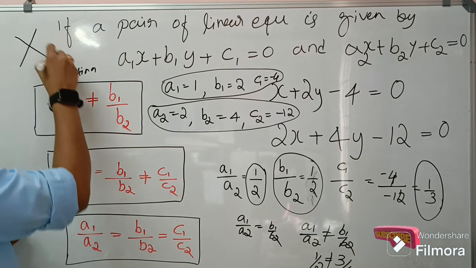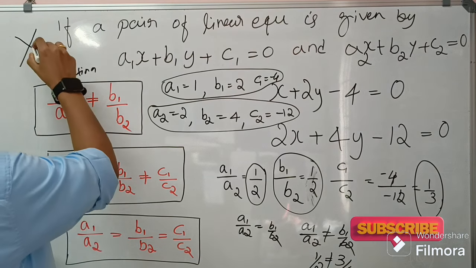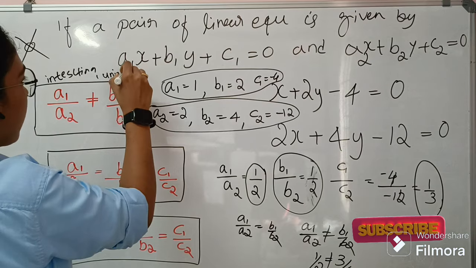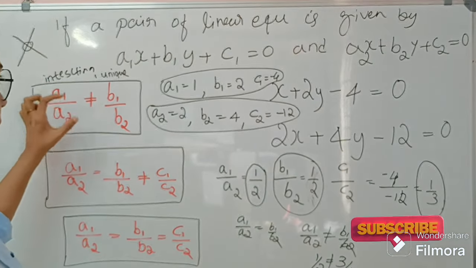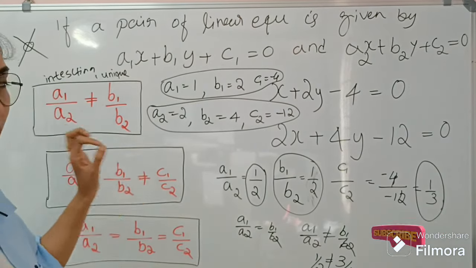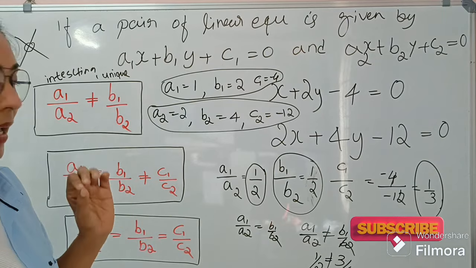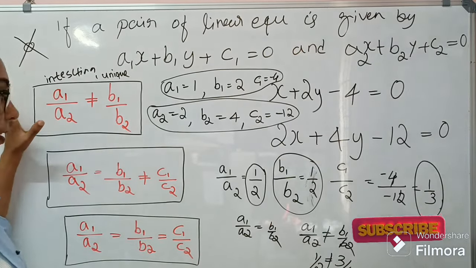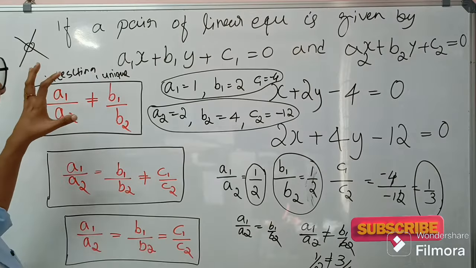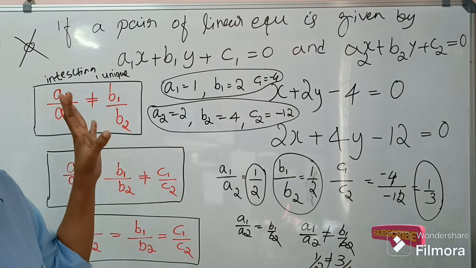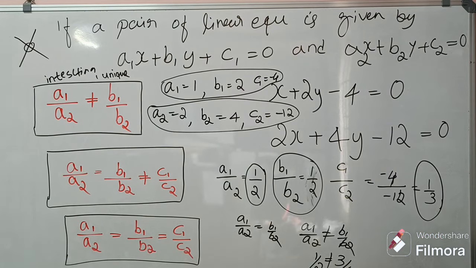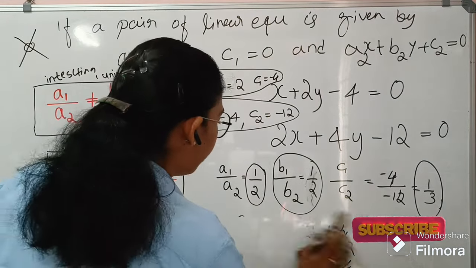So, two lines are intersecting at this point, which means it has a unique solution. Okay. A1 by A2 not equal to B1 by B2 for a linear pair equation, then we can say that the two lines are intersecting each other, which means they have a unique solution. Okay, so this is the first condition.